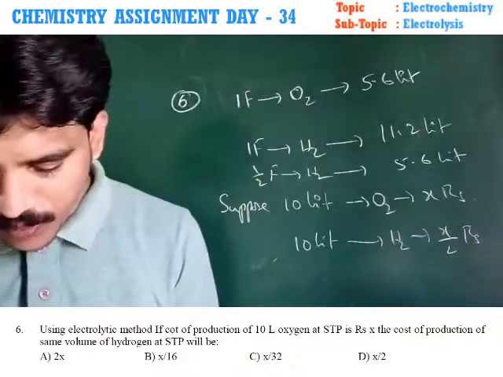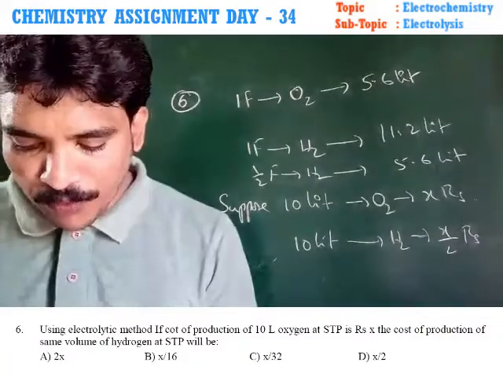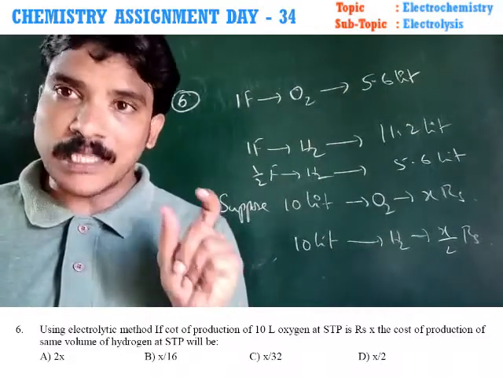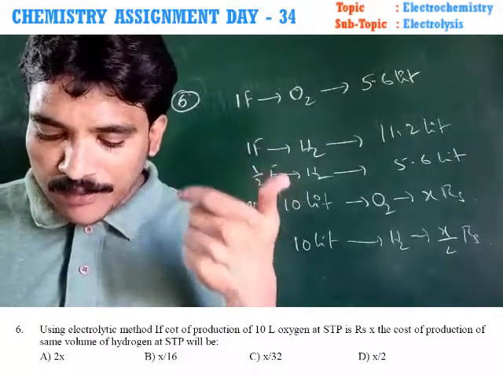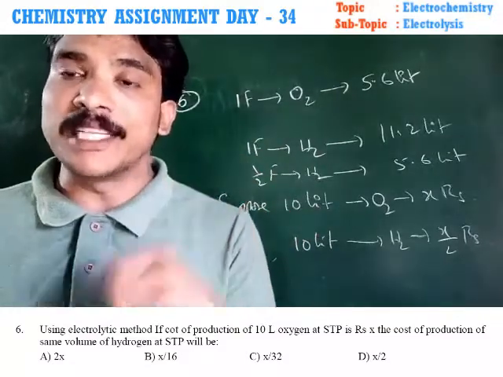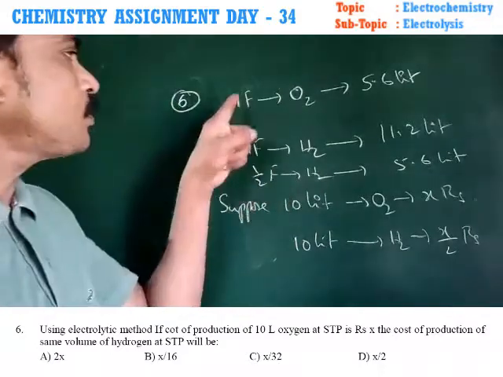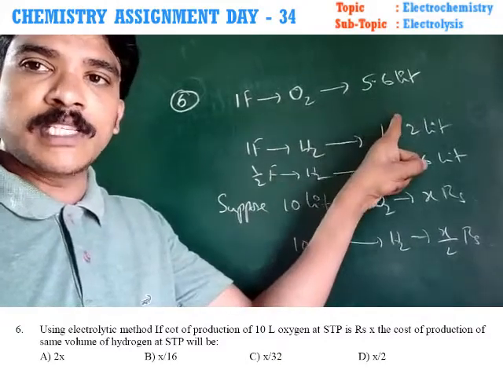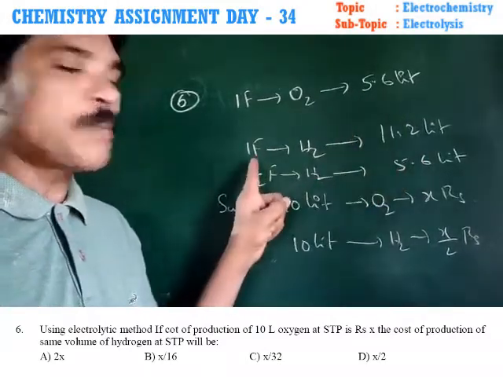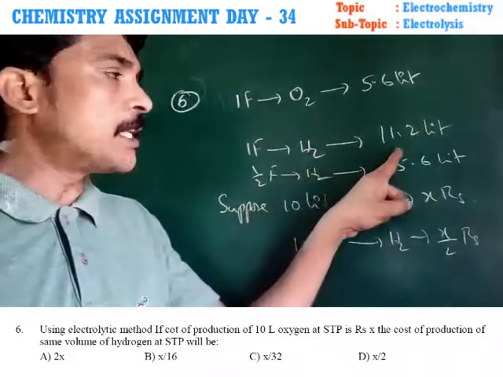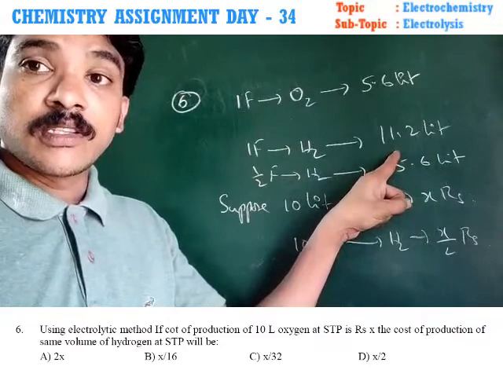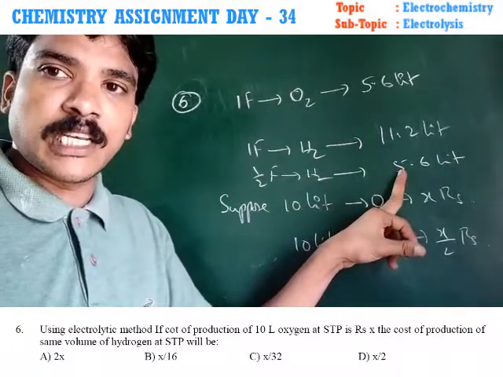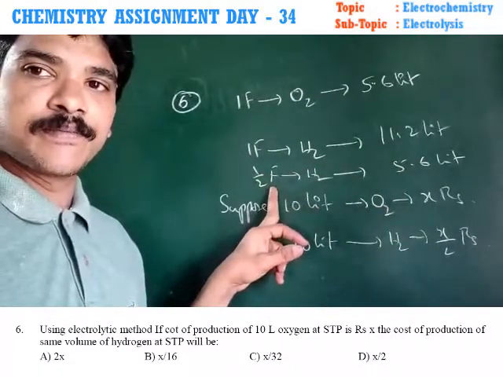Question number 6. Using the electrolytic method, if the cost of production of 10 liters of oxygen at STP is rupees X, the cost of production of the same volume of hydrogen at STP will be dash. By using this data, we know 1 Faraday of electricity passed through oxygen gives a volume of 5.6 liters. Suppose 1 Faraday passed through hydrogen, the volume is 11.2 liters. That means to get the same volume as oxygen, 5.6 liters, half Faraday is required.